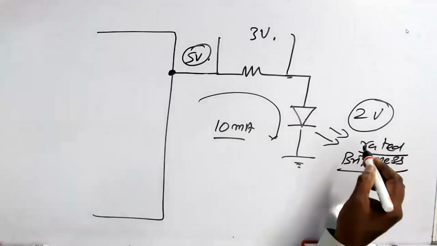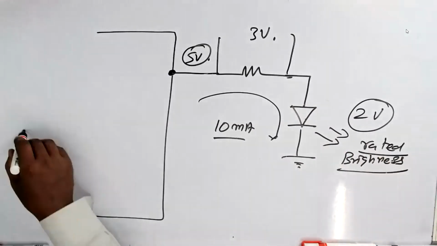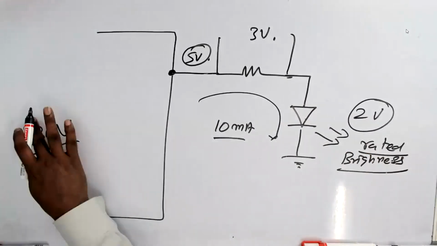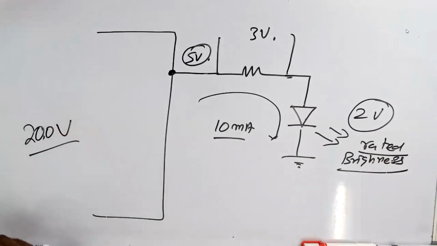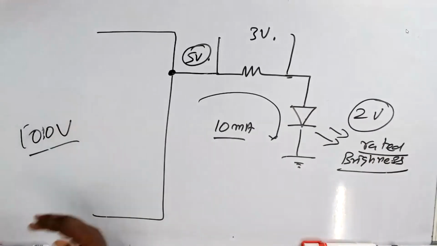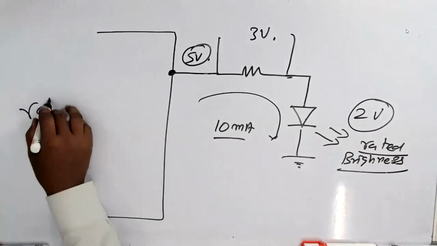That's rated. That means in your house, if you give 230 volts, your fan will rotate at the right speed. If you give 200 volts, the fan will rotate at a slower speed. If you give 110 volts, 100 volts, it will be still slower. So this is called rated voltage.